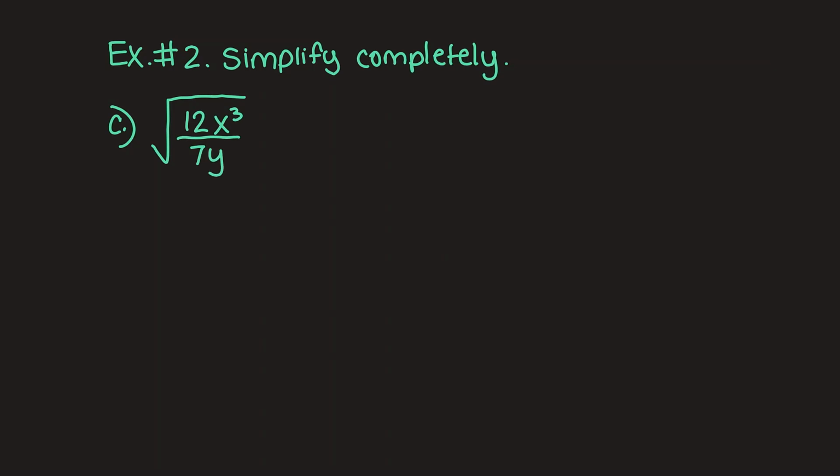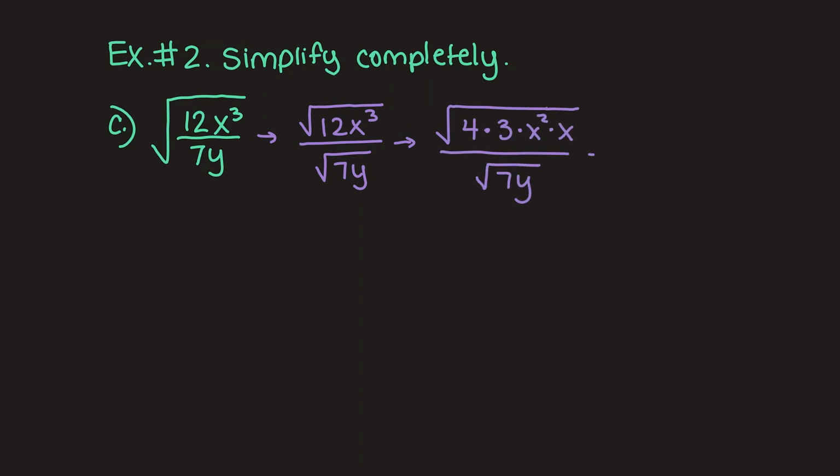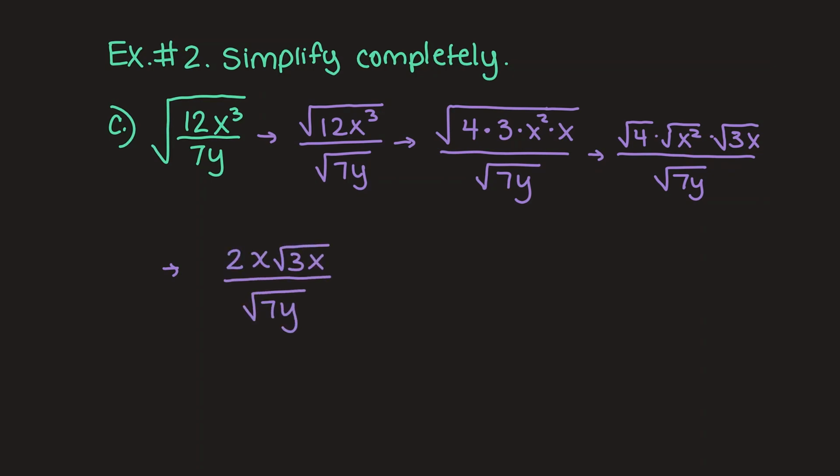For this expression, it looks like we can't reduce the fraction in the radicand, so let's apply the quotient rule to separate the radicals. We can simplify the numerator, factor the perfect squares from the radicand, and use the product rule. So the numerator simplifies to 2x square root of 3x. The radical in the denominator cannot be simplified further, so now we will just need to rationalize the denominator.